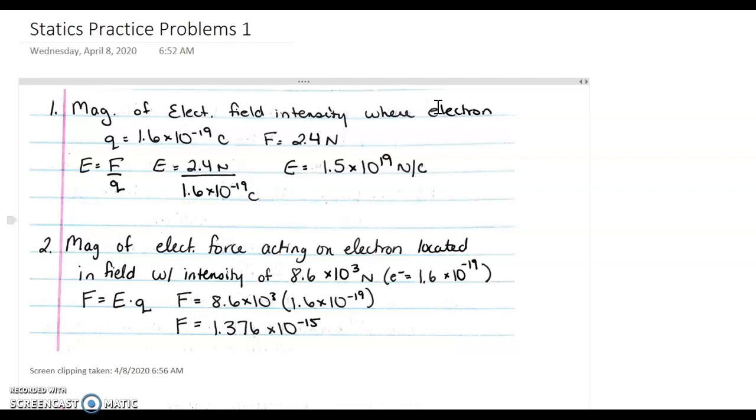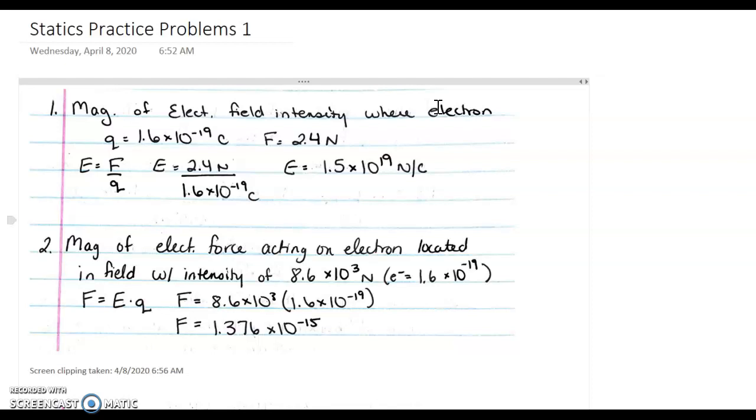So we're looking for an electric field intensity, so that would be E. We have a force of 2.4 newtons, and we have a charge. And so therefore we're going to use E equals F divided by Q, and we solve and we get 1.5 times 10 to the 19 newtons per coulomb. Since we are just finding the magnitude of the electric field intensity, we don't need to worry about whether the charge is positive or negative. It's just a charge. Okay?